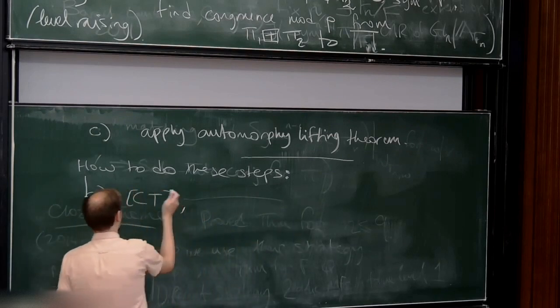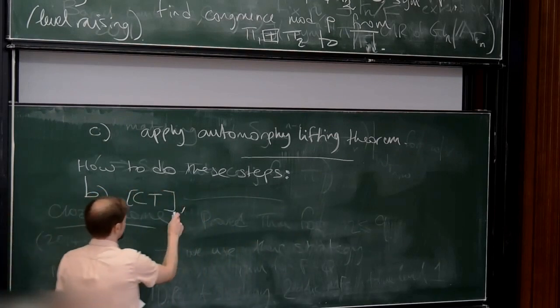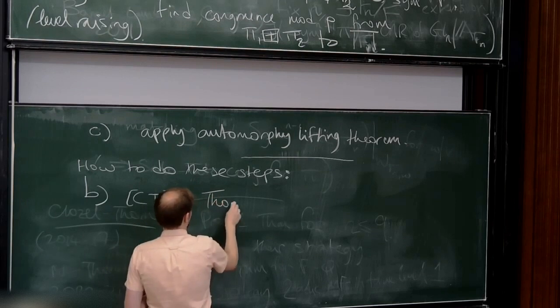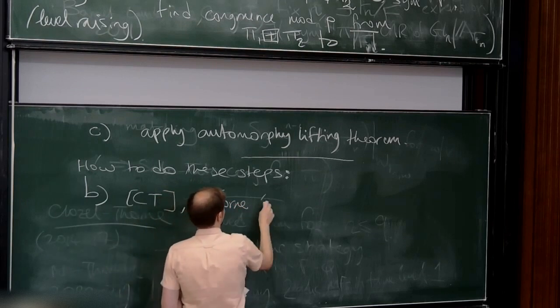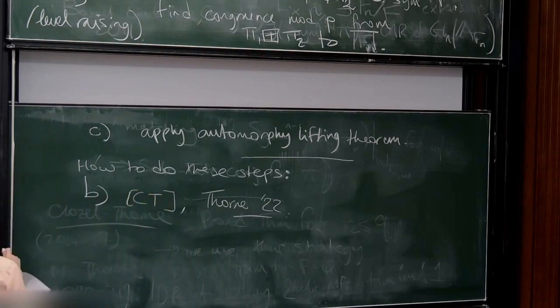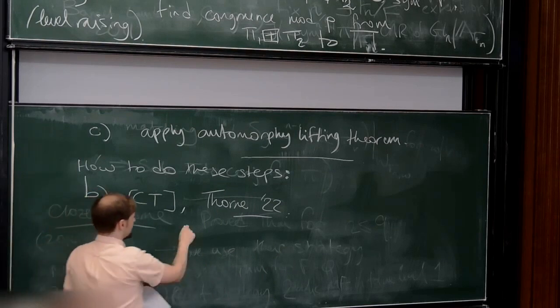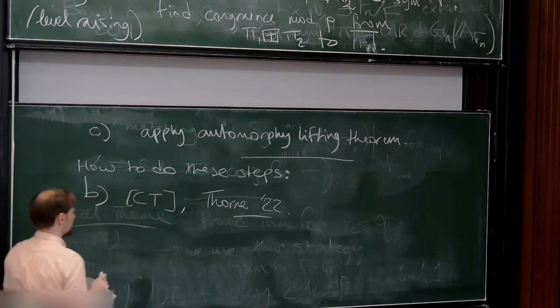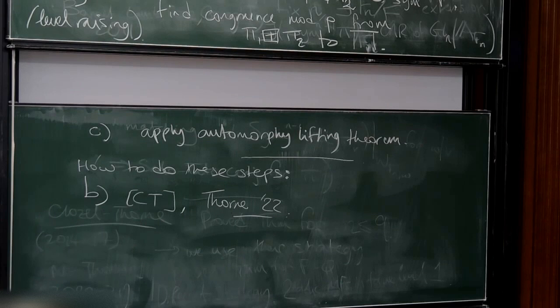And then more recently, Thorne proved a much more general level raising result that gives the necessary input for part B of this strategy in general. So that completes the level raising part of this Clozel-Thorne strategy.